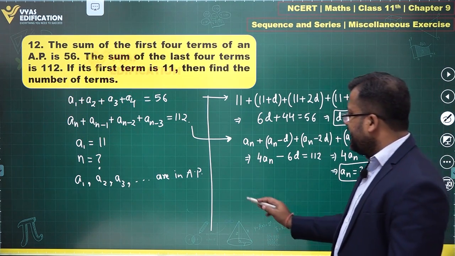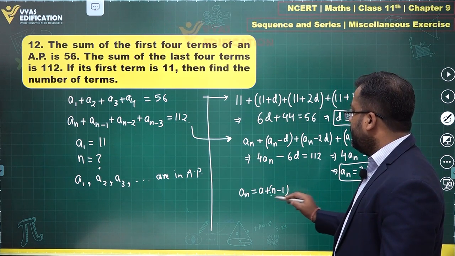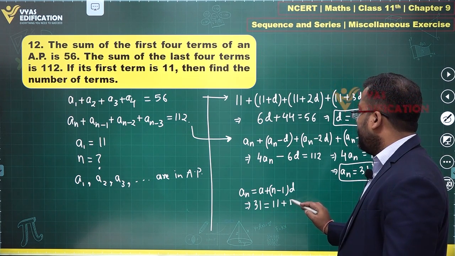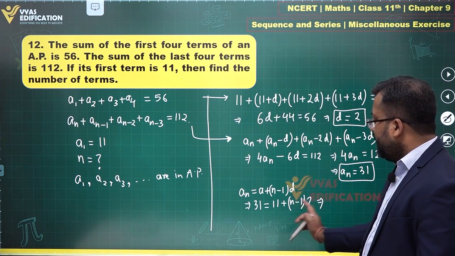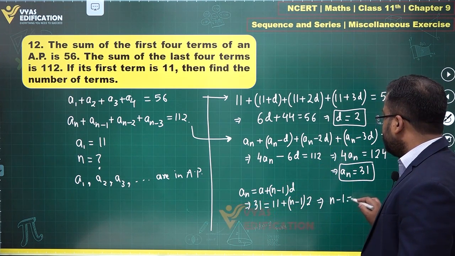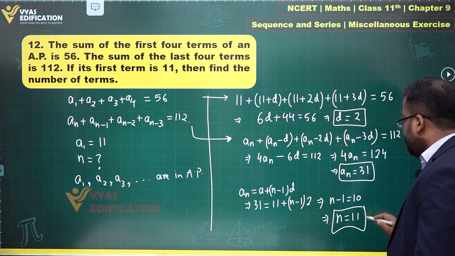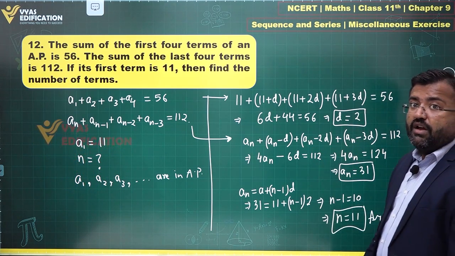Oh, you have found an, you are given a1, and you are given d. Can you find n easily? Yes. An is a plus n minus 1 d. What does that tell me? This is 31, which is 11 plus n minus 1 times common difference 2. 20 upon 2 is 10, n minus 1 is 10, and that tells me n will be equal to 11. That's my required answer for this question number 12, as you can see over here.